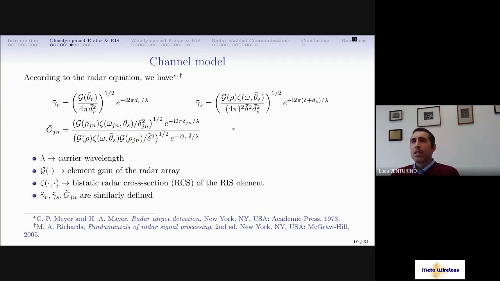Here is the channel model that we have been considering in this work, and that we have used in our analysis. As to gamma R at the transmit side, we simply consider the standard radar equation. So the amplitude of this coefficient is the square root of what? We have the element gain of the radar transmitter in the direction of the target, divided by 4 pi times the square distance from the radar array toward the target. And then we have this phase delay, which depends, of course, on the distance and on the wavelength.